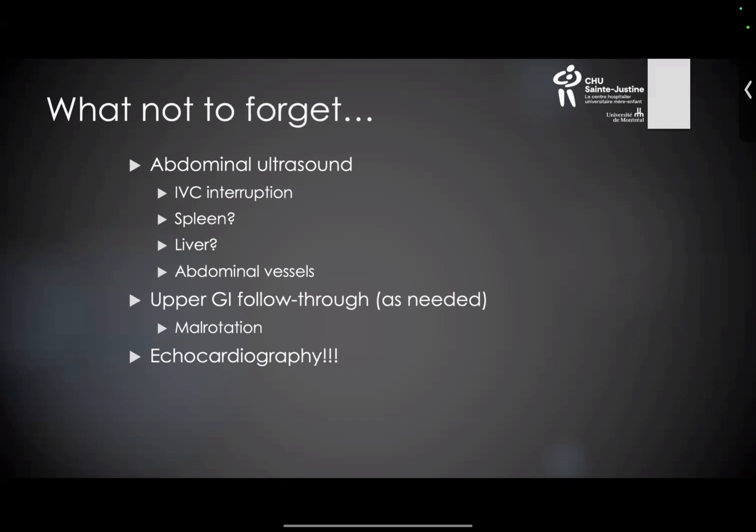Where's the liver? Is it in the middle? Is it on the right? Is it on the left? Do you have a gallbladder? And the abdominal vessels, the mesenteric artery situs: where's the mesenteric vein and where's the mesenteric artery? If they're not on the good side, you can check for a malrotation by an upper GI follow-through, because those kids are at risk of volvulus when they have a malrotation.